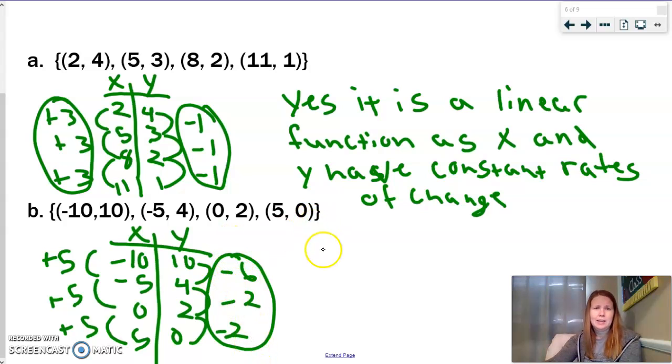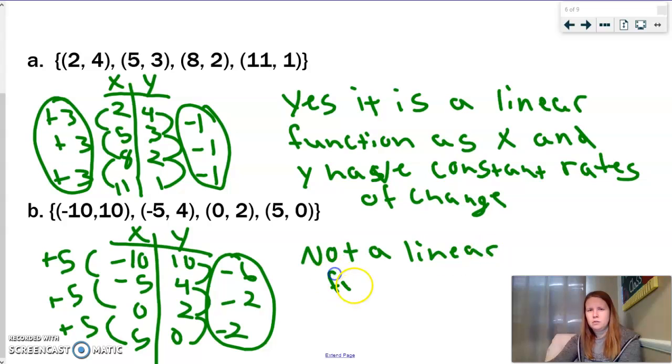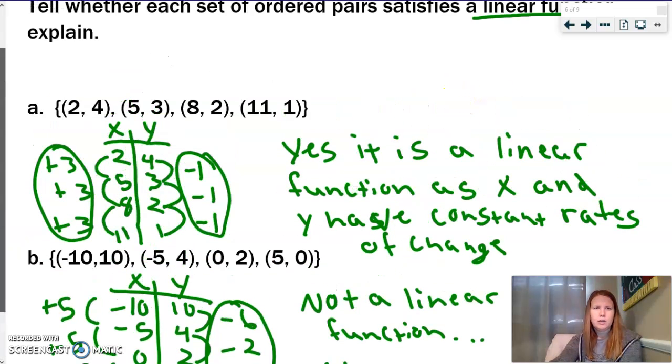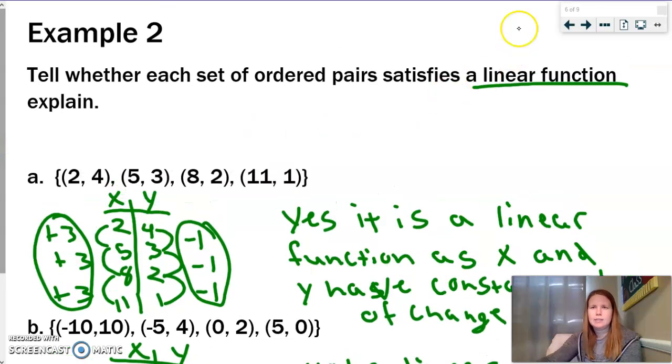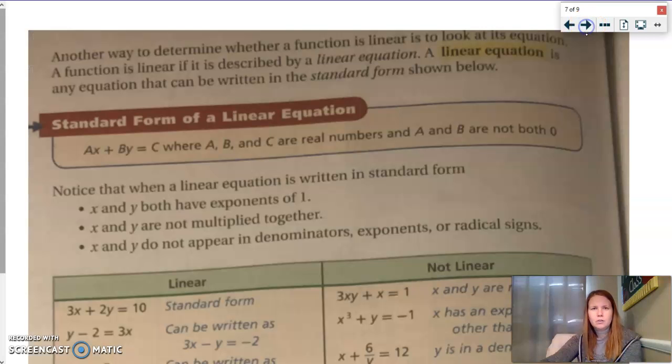And so in this case, since this is not consistent, I'd say not a linear function. And you could write why it's not a linear function, saying that the y does not have a constant rate of change. So again, you're looking for those patterns. As long as the pattern stays consistent, it's a linear function. If it doesn't, then it's not a linear function.